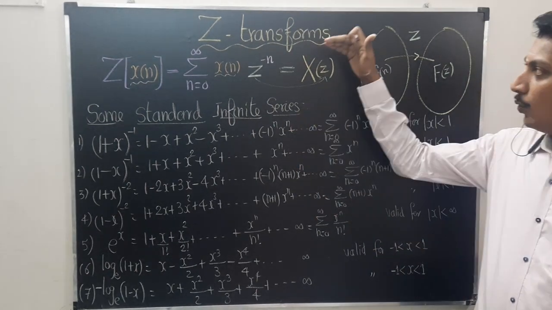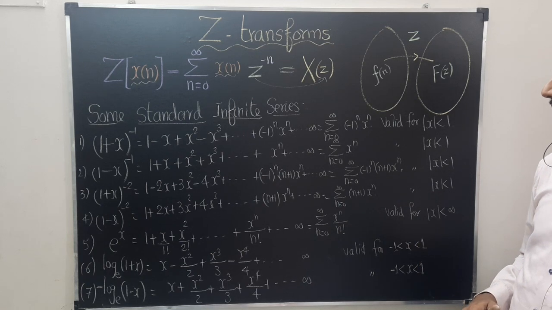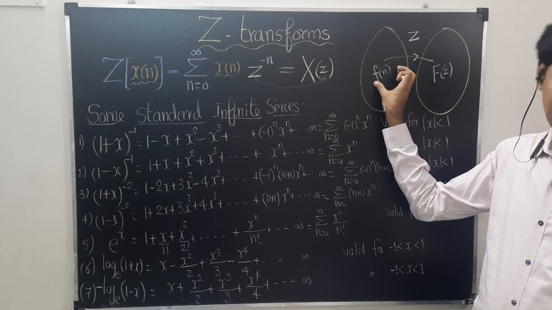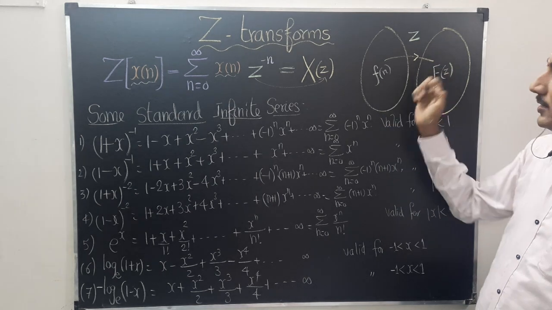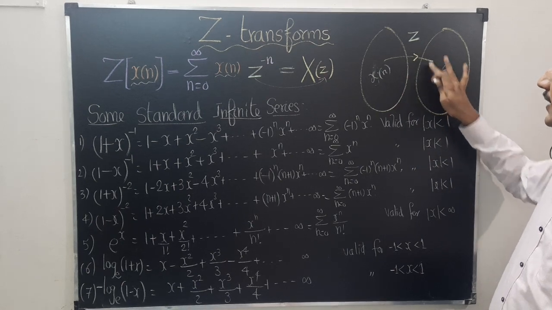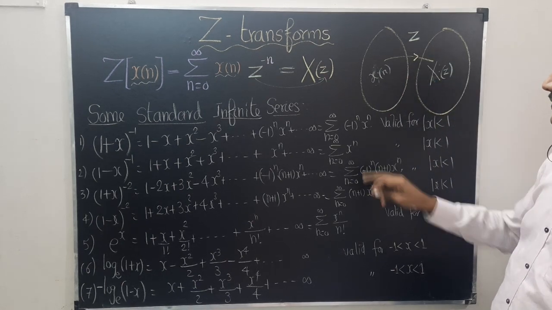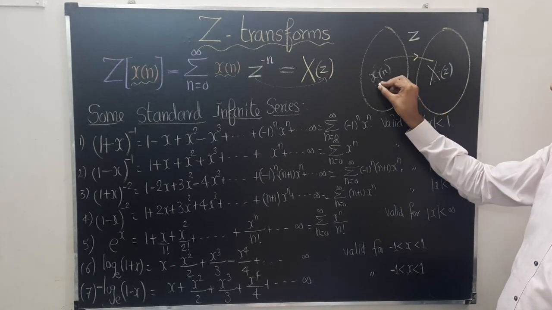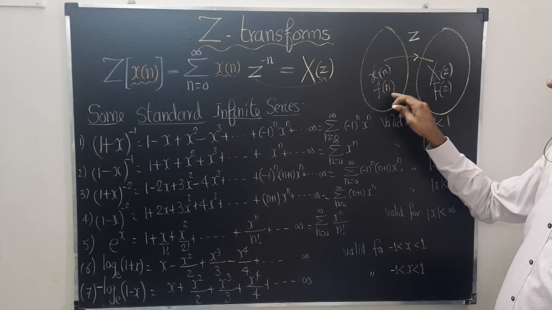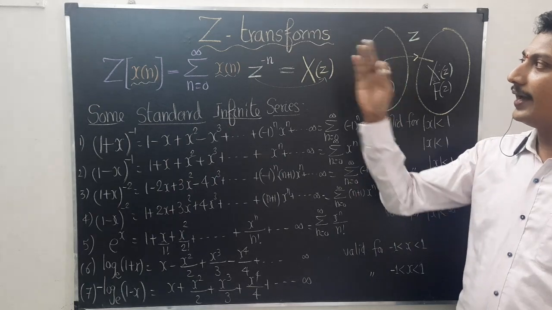So what is Z transform? In Z transform, the input is the signals or sequences. F of n may be called x of n, and under the Z transform it is called x of z. So x of n means x of z, f of n means f of z, g of n means g of z. Now what is the exact definition?